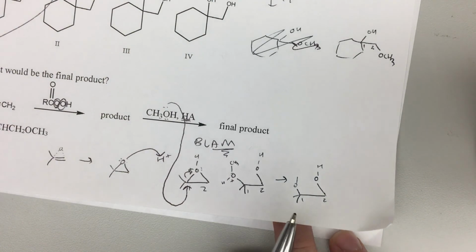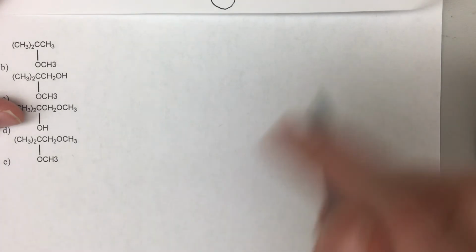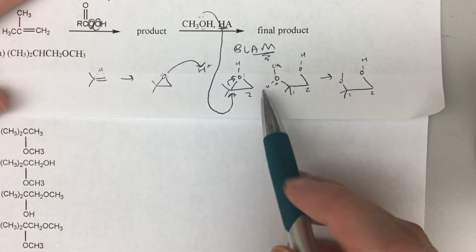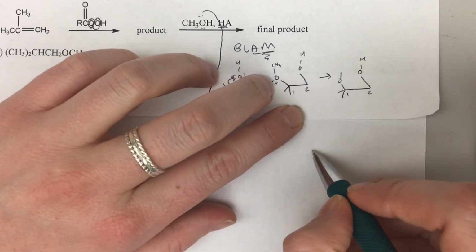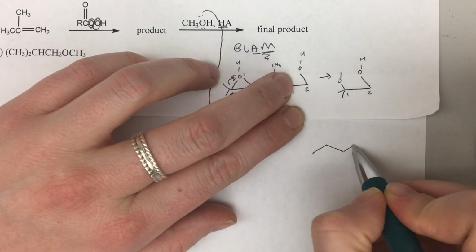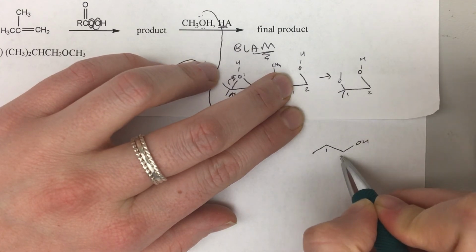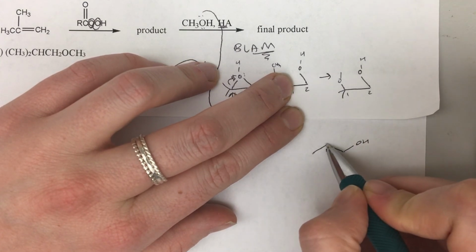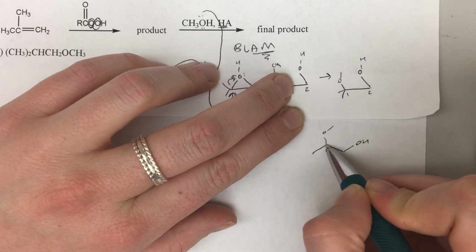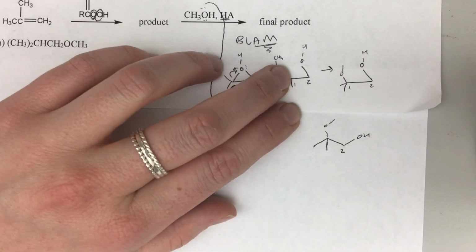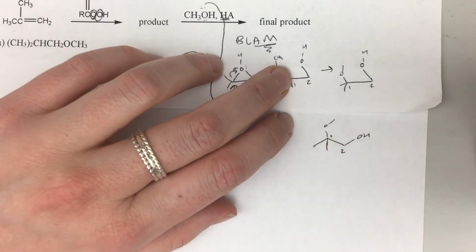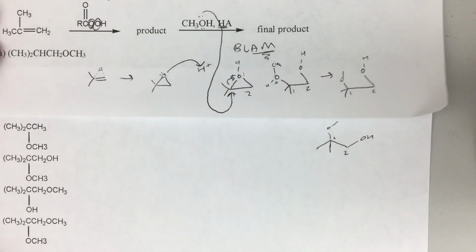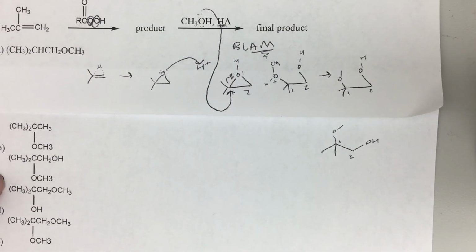That's kind of hard to see. I think you have to really keep count of your ring and keep the structure, and then once I've done that, I'll open it up to a more normal looking structure that we're used to seeing. So there's carbon 1, there's carbon 2. Carbon 1 had a methyl, a methoxy, and another methyl.